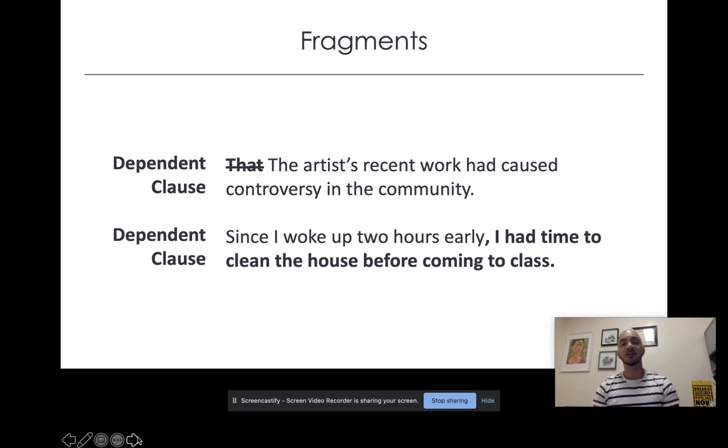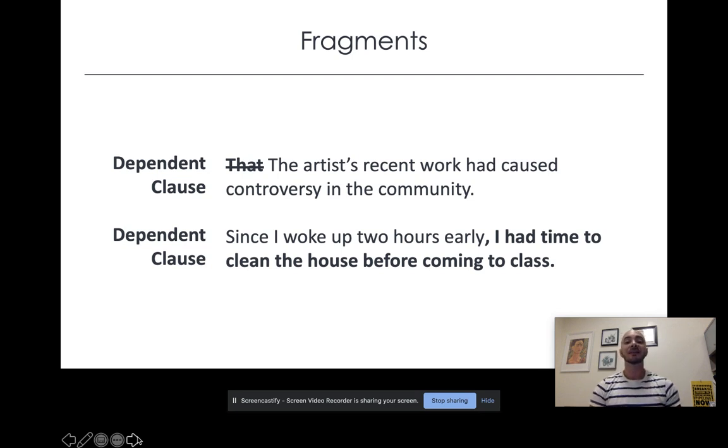Again, with the first example, you can just cut the subordinating conjunction right off, and now we have a complete sentence because it's no longer a dependent clause, it's now an independent clause that can stand on its own. The artist's recent work had caused controversy in the community. Artist's work is your subject, or work is your subject. Had caused is your verb. Had caused controversy in the community is your predicate phrase or your verb phrase.